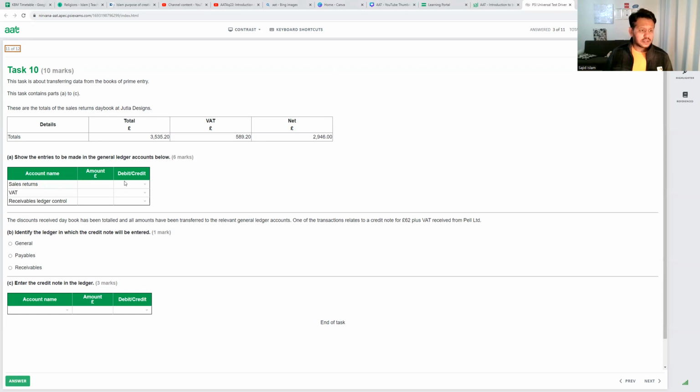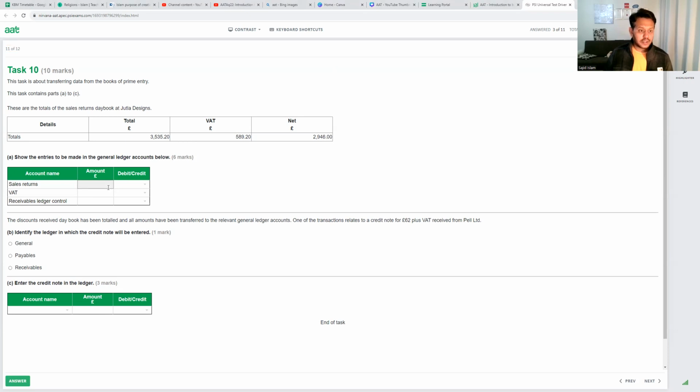So you have a sales return. Sales return is always debit. Sales is always credit, so sales return will be the opposite. Sales return will always be debit. So sales return day book means when the customer returns goods to you, we record it in the sales return day book. Sales return is the net amount.